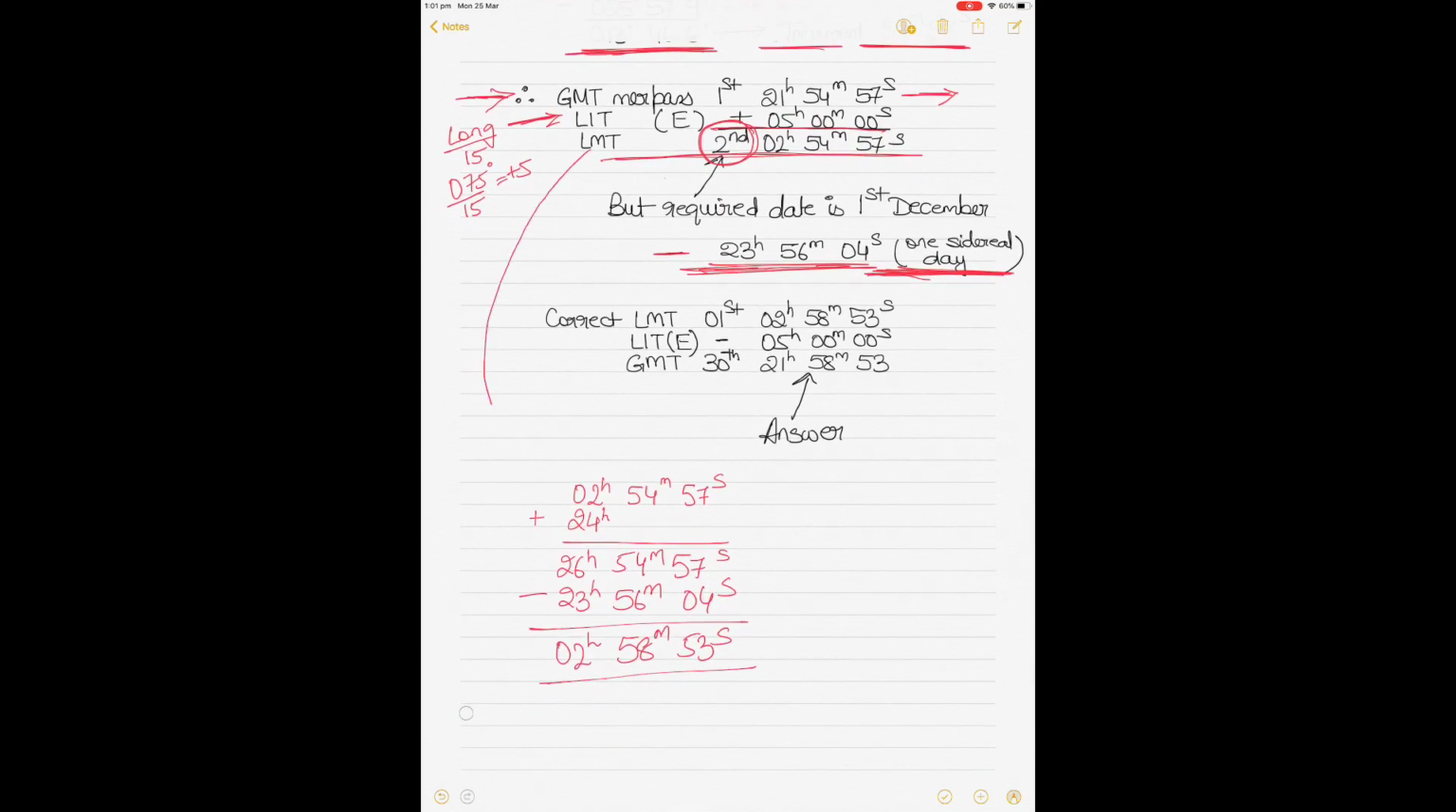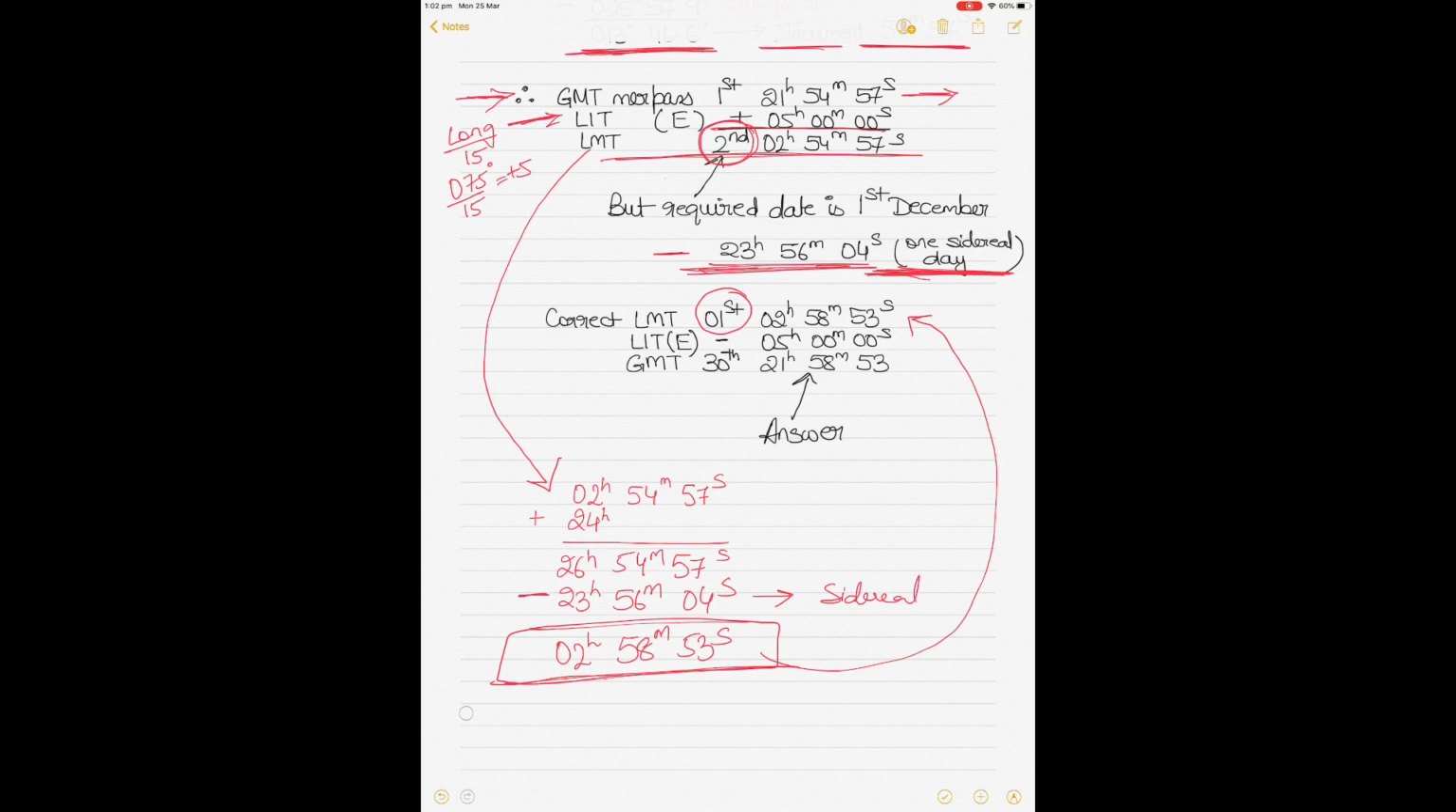You take this LMT and add 24 hours to it to make it a bigger number, and then subtract the sidereal day from it. Once you subtract the sidereal day, this is what you get. You go back 1 day. Then this becomes your new LMT, and this is for 1st of December.